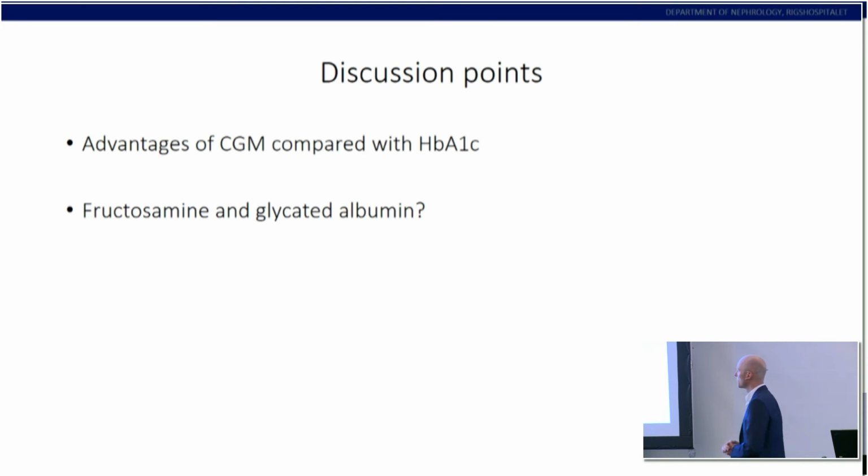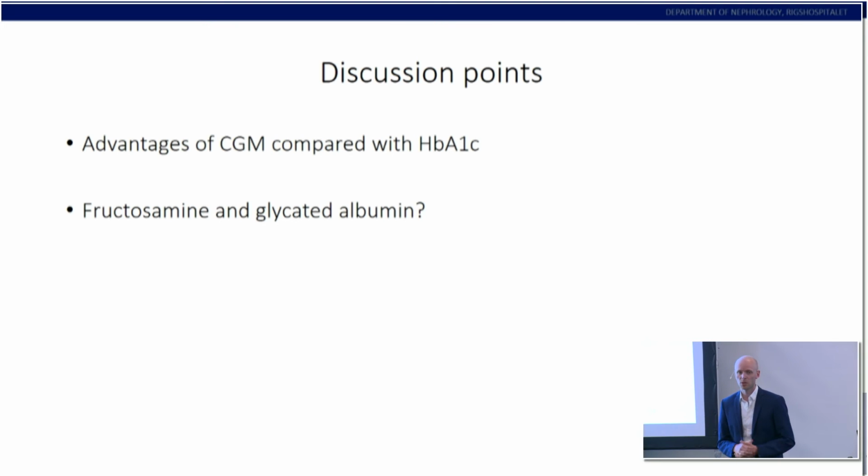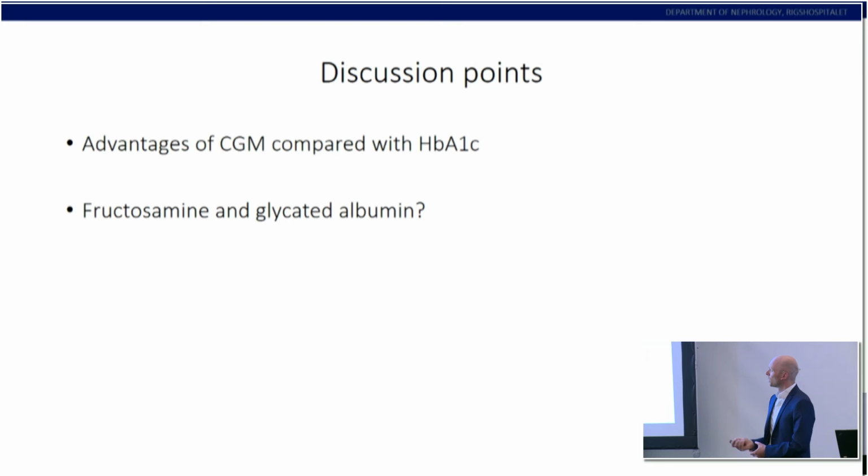So there are some problems, and also things like inflammation. We do not exactly know how that interferes with these. So I'm not really sure about the future of fructosamine and glycated albumin. CGM is rolling out and becoming more accurate and cheaper, so I'm not sure if that's the future in glycemic monitoring.